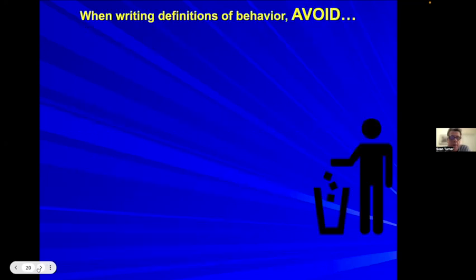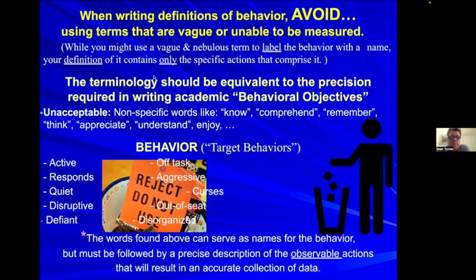All right, let's keep on going. I'm a little bit behind. So again, we are looking at writing definitions of behavior. Avoid using terms that are vague or unable to be measured. So I think Dr. Mack and I were trying to talk through how some things that might be obvious, we just looked at, like cursing, might be vague or unable to be measured because they can be interpreted differently. So avoid non-specific words like know, comprehend, think, appreciate, understand, enjoy.